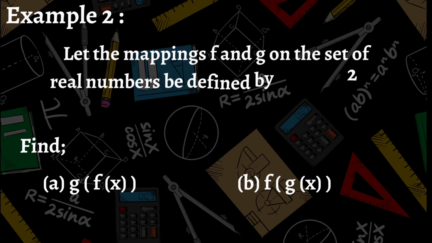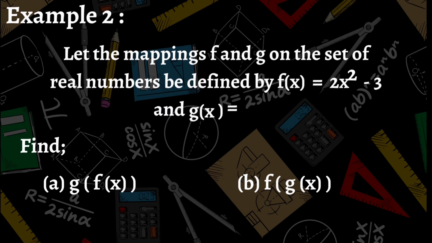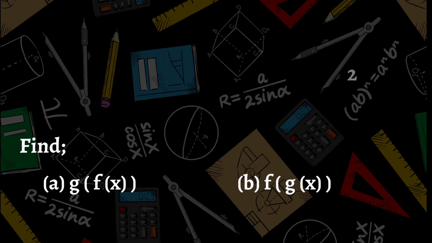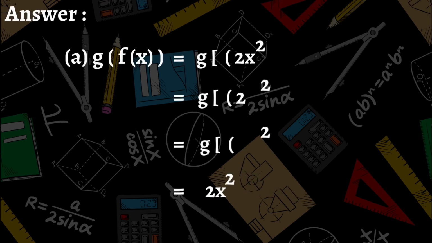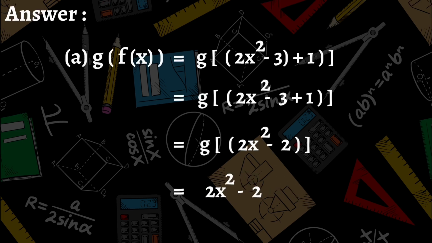Second example. We are required to find g of f of x and f of g of x when f of x is equal to 2x squared minus 3 and g of x is equal to x plus 1. The first sub-question, we are evaluating g of f of x. This leads us to substitute f of x into g of x. During our evaluation, we have the result 2x squared minus 2.